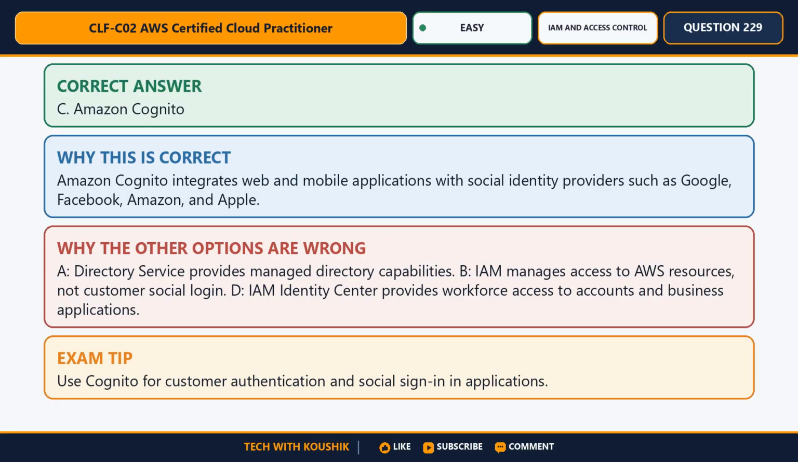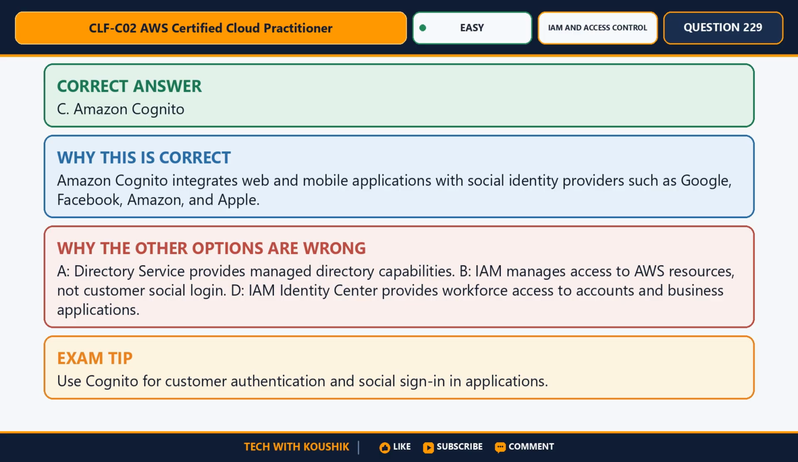The correct answer is C. Amazon Cognito. Here is why. Amazon Cognito integrates web and mobile applications with social identity providers such as Google, Facebook, Amazon, and Apple. Why are the other options not correct?